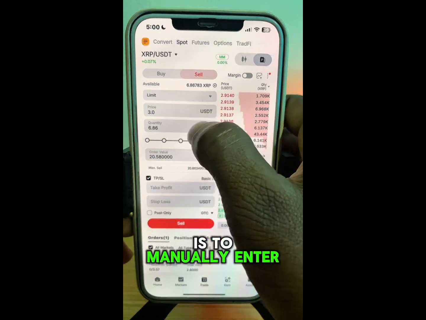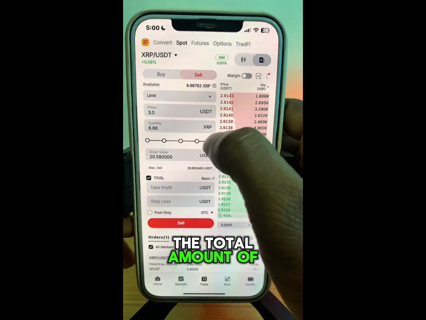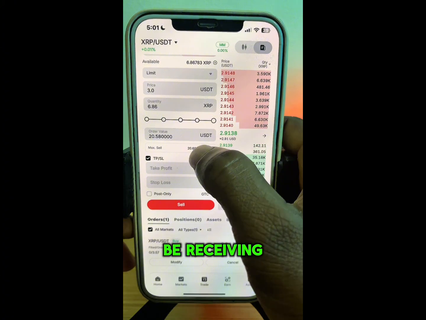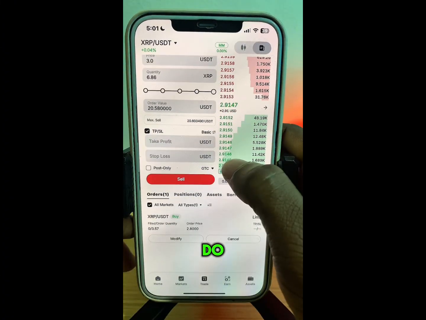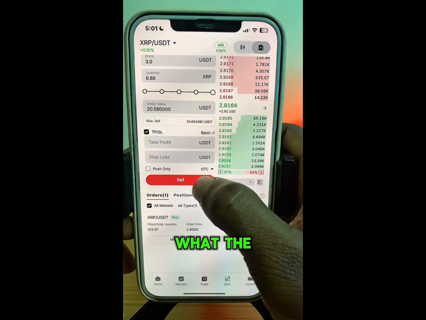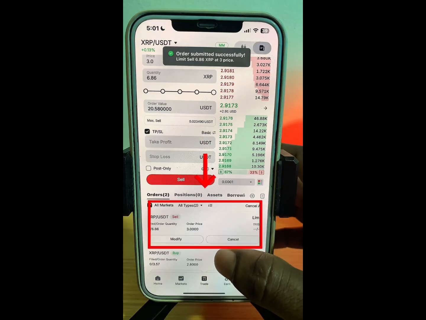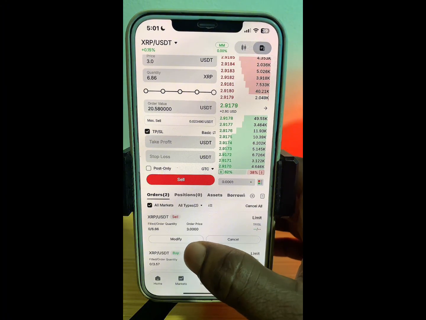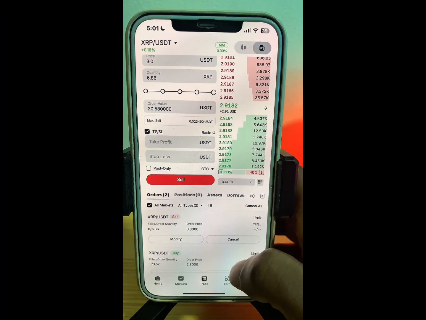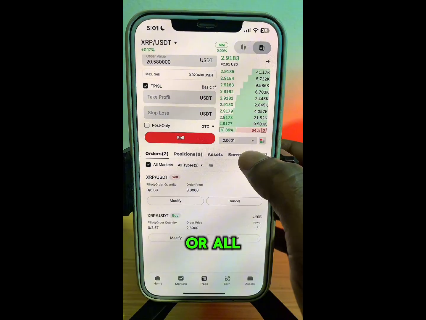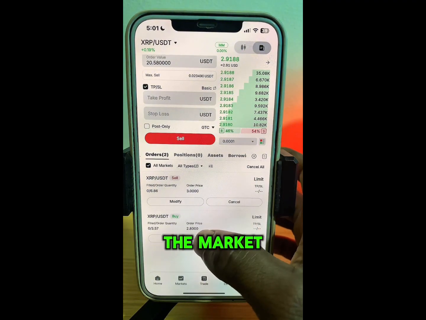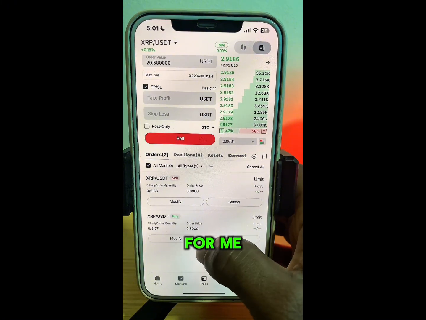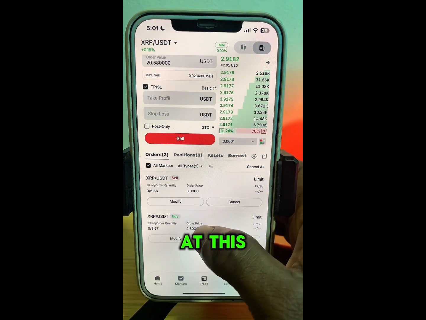All I will do is to manually enter the price at which I want to sell, the total amount of XRP I want to sell, and here is the total amount I will be receiving at the end, right? The next thing to do is to click on what? The sell button. And you can see that I have an open order here, right? I can decide to modify it or edit it, or I can decide to cancel the order, or all I have to do here is to wait for the market price of XRP to come down to 2.8 for me to be able to buy XRP at this price.